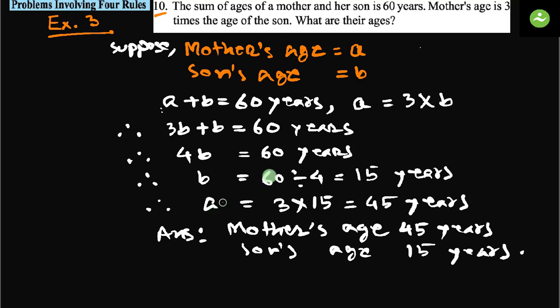And we know A is 3 times B. So we get A's value 45 years. And A is nothing but mother's age and B is son's age, 15 years.